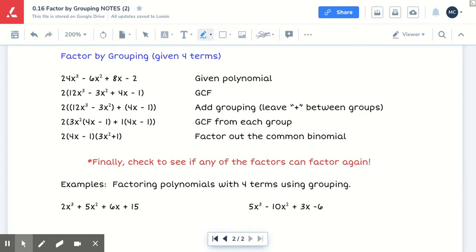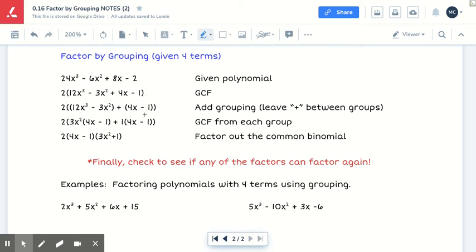Okay, if we have a polynomial that has 4 terms already, we can use factor by grouping for this one also. Once again, you still look for a greatest common factor first. So here I've got a polynomial with 4 terms. This one will be a cubic polynomial with 4 terms. There is a greatest common factor. All of the numeric values here are all even. So 2 would be a common factor for all of them. So factor out a 2.